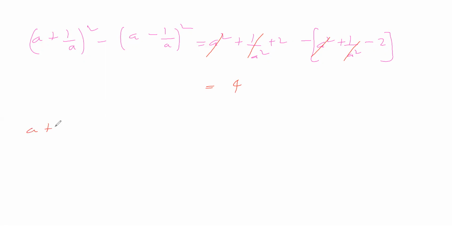Next formula we will see, a plus b plus c whole square. So how to write the expression? This square it, a square. This square it, b square. This square it, c square. Next, we will multiply these two with 2, so we will get 2ab. Then we will multiply these two with 2, so we will get 2bc. Then we will multiply these two with 2, so we will get 2ca.